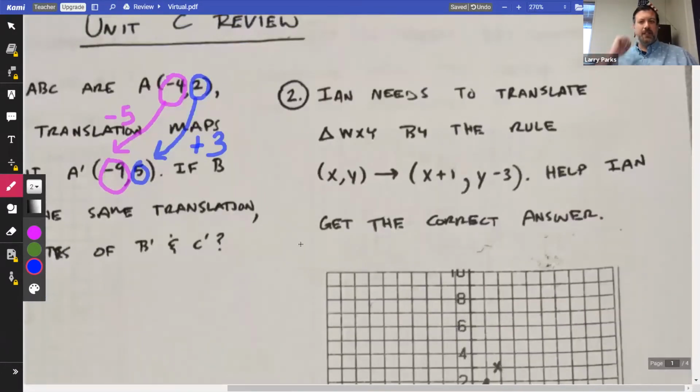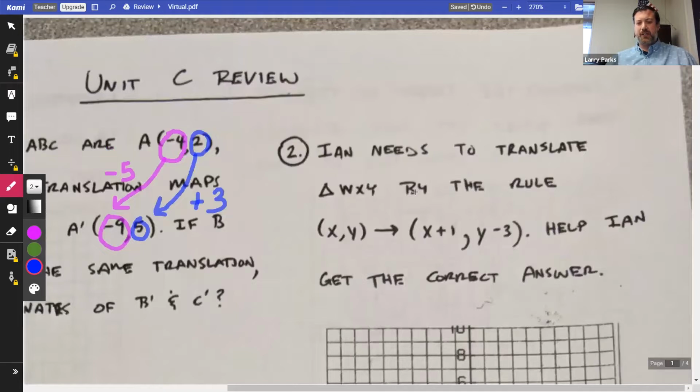Question number 2. Ian needs to translate this triangle by this rule. What does this rule mean? This means move it to the right 1, because that's a +1. And then y -3 means move it down 3. Okay, remember this is left and right. So if it's a plus, you go to the right. If it's a minus, you go to the left. If this is a plus, you go up. If it's a negative, you go down.